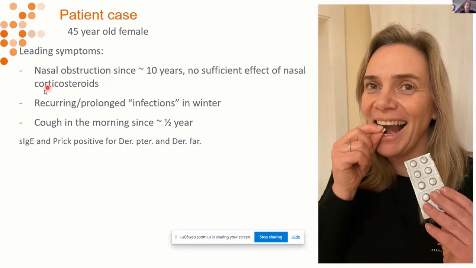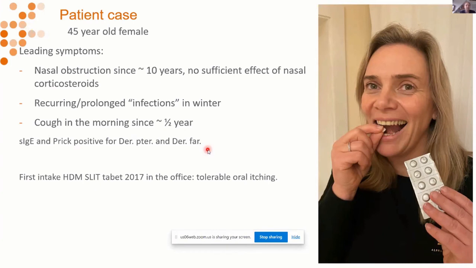She also had recurring and prolonged infections in the winter. So these were no real infections. These were symptoms, signs of the house dust mite allergy. And since half a year, she also had cough in the morning. And this was also the reason why she visited me. We did the prick test and we did the IgE, and this was positive on both mites. And therefore, she had the ideal indication for the treatment with the house dust mite SLIT tablet.